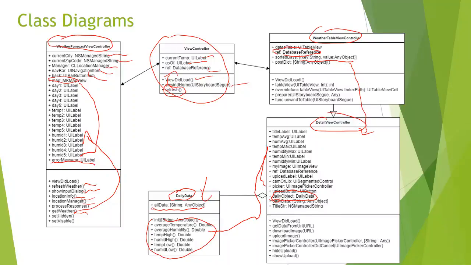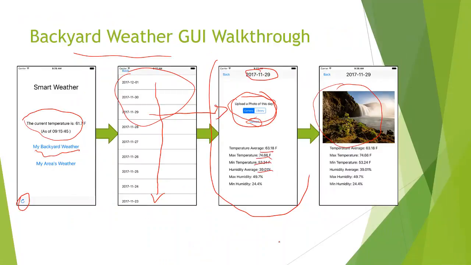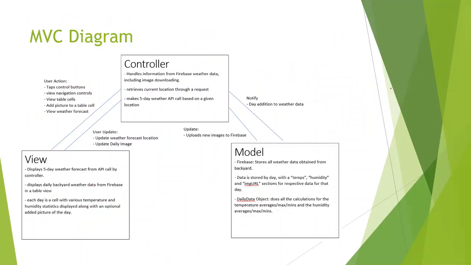Some methods for the detailed view controller: we have get data from URL and download image, and these are both used to make sure that the URL that's being gotten from the actual Firebase is correct, and then you can download it. Then you've got your upload image, which is used to upload the image if you select it. The image picker controller stuff is pretty self-explanatory. Once again, these hide upload and show upload: if they have no photo there, then this upload photo this day gets shown, and if not, then it gets hidden and this image gets shown.